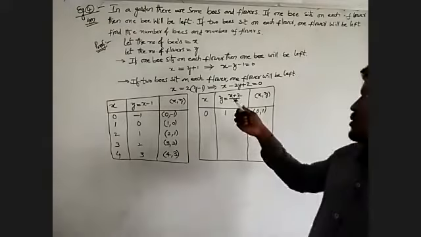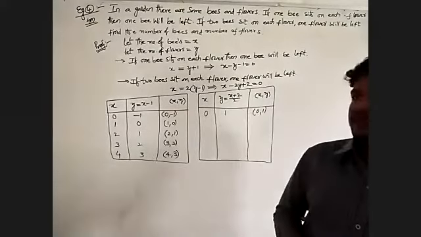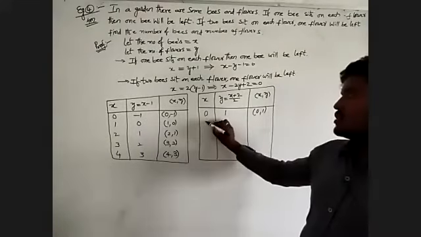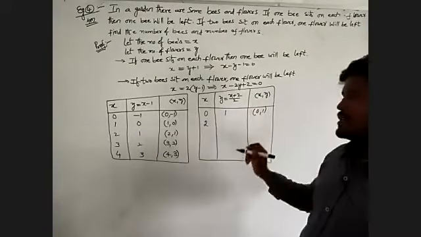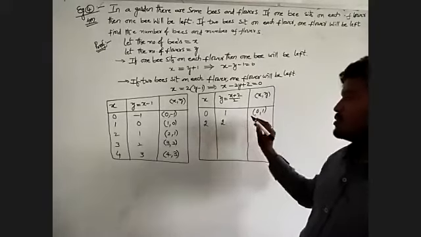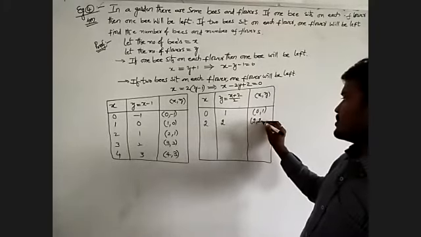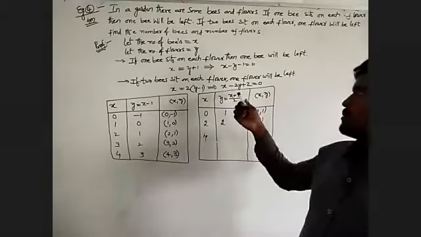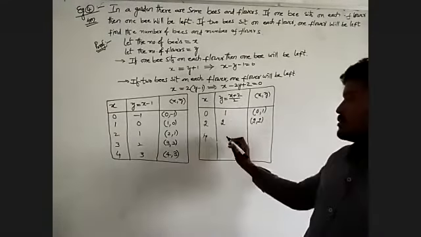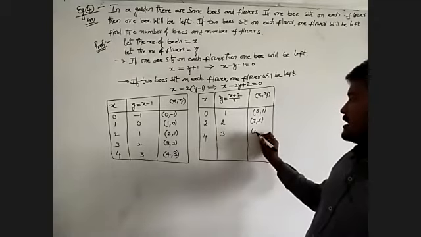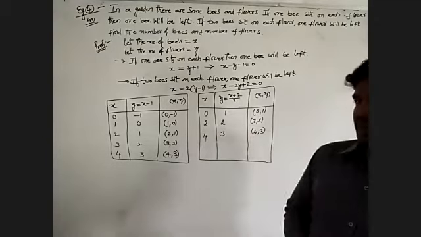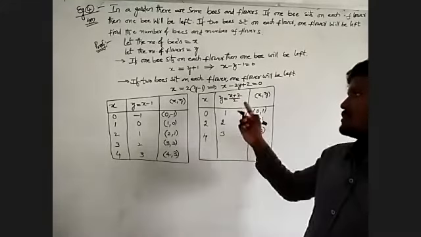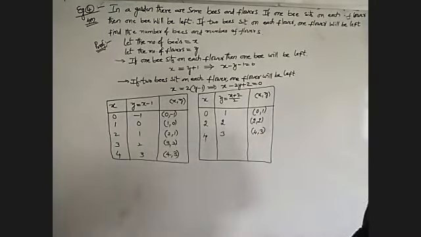Let x is equal to 1: 1 plus 2 by 3, that means 1.5. We have to take some more values. Let x is equal to 2: 2 plus 2 by 2 means 4 by 2 becomes 2, that we have to write as 2 comma 2. Next, let x is equal to 4: 4 plus 2 by 2 means 6 by 2 becomes 3, that is the value 4 comma 3. The next value is 5: 5 plus 2, 7 by 2 means 3.5.